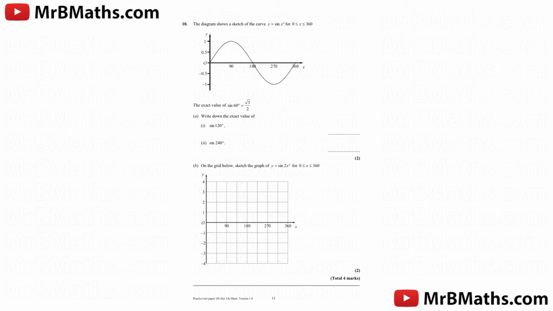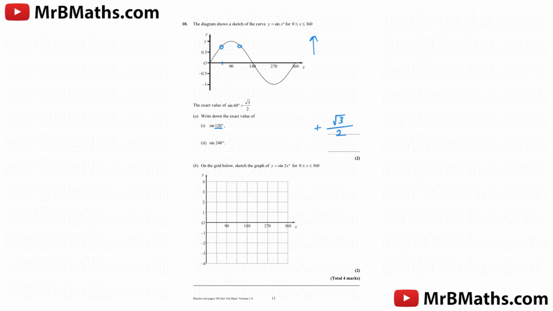So if we look where sine 60 is, it will be somewhere around here, which will correspond to this area around here. Now, to find sine 120, if we look where 120 would be, it would also be around here. So that would give us exactly the same value. So the sine of 120 would be root 3 over 2. And it would be positive because it's in this upper region. Which leads us on to the next part.